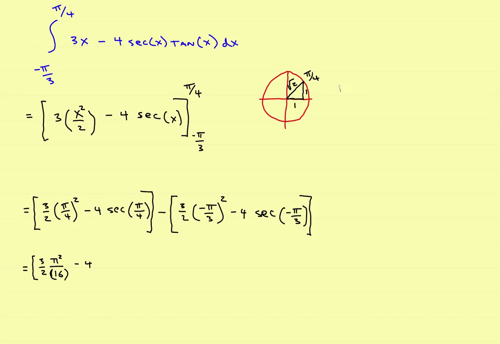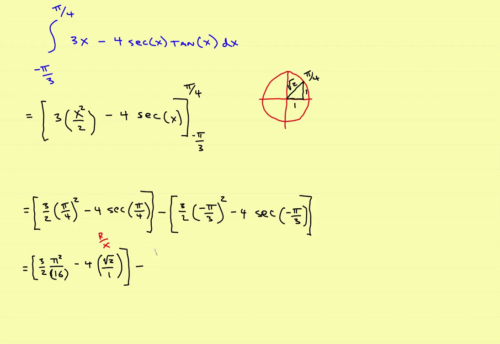Okay, well the secant is r over x, so it's going to be square root of 2 over 1. So this will wind up being square root of 2 over 1. And just a reminder, that is r over x. So r is square root of 2, x is 1. Okay, so that takes care of the top function.